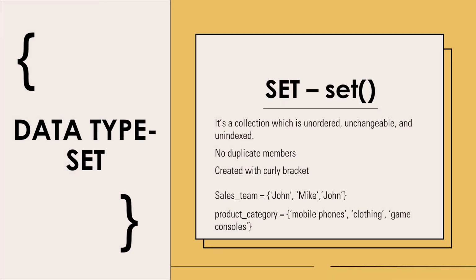Set is a collection which is unordered, unchangeable, and unindexed. It does not have duplicate members. Similar to dictionary, it is also created with curly brackets.